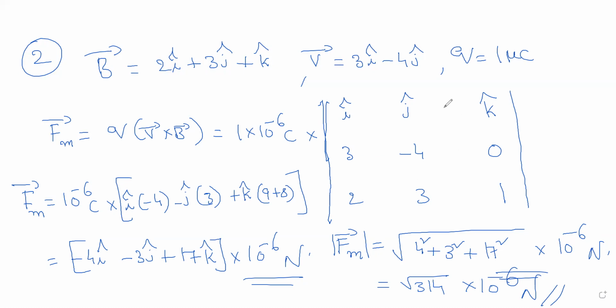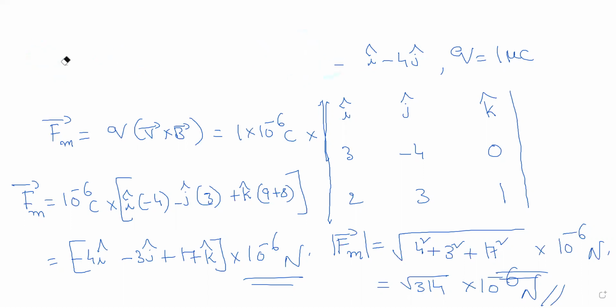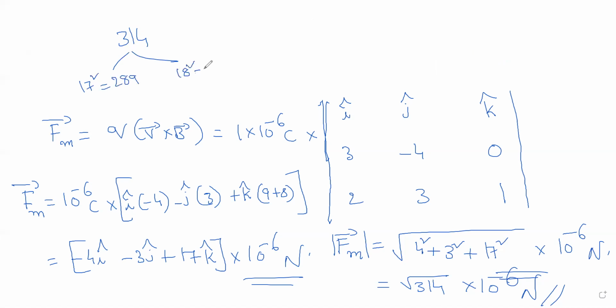By using the square root approximation, you can solve this: square root of 314. How to do that? 314 lies between the squares 17 squared, that is 289, and 18 squared, which is 324. So the integral part is 17 only, so no problem.